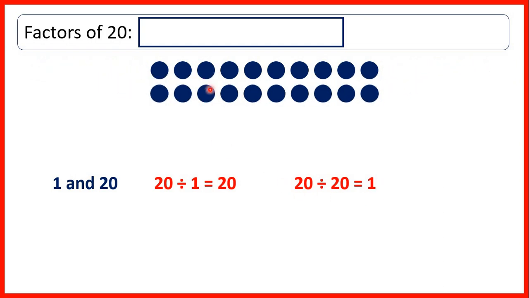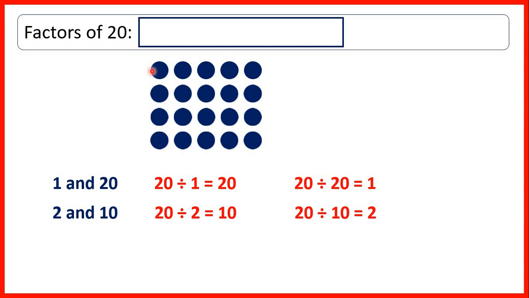We could also rearrange our counters into 2 rows of 10, because 2 times 10 is 20, so 2 and 10 are factors. 20 can be divided by 2 and by 10 without leaving a remainder.